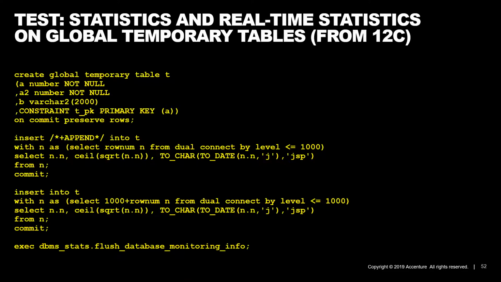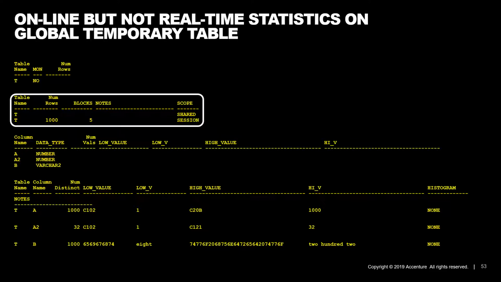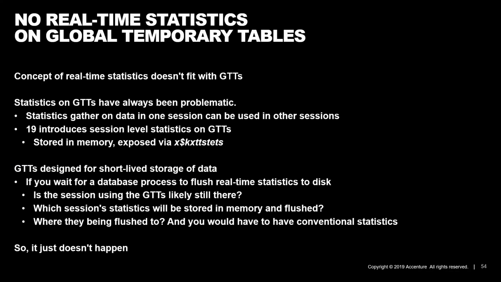This time, I'm going to create a global temporary table. I'm going to use on commit preserve rows. I don't get real-time statistics on a global temporary table. I get the normal shared statistics, and I've enabled session private statistics that correctly note that I have 1,000 rows in the table. Now, the concept of real-time statistics just doesn't fit with global temp tables.